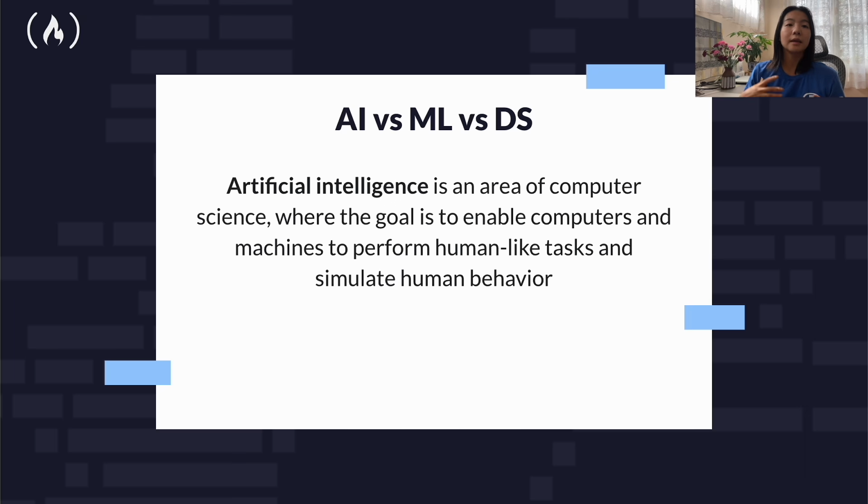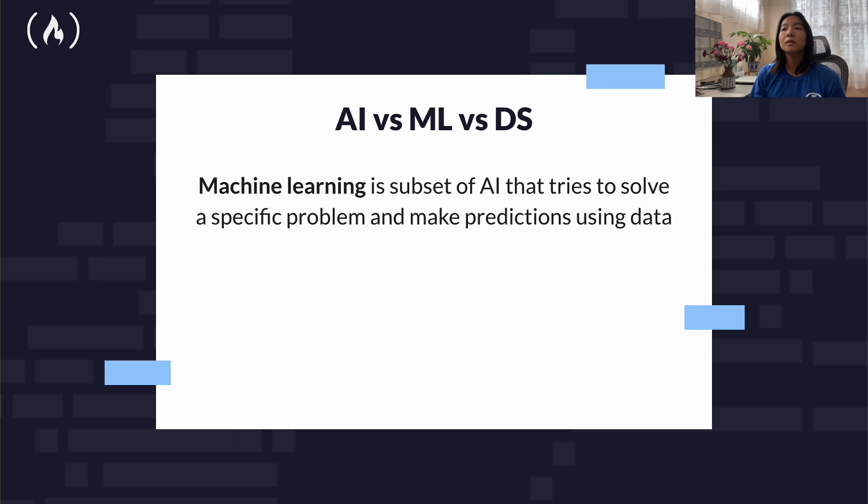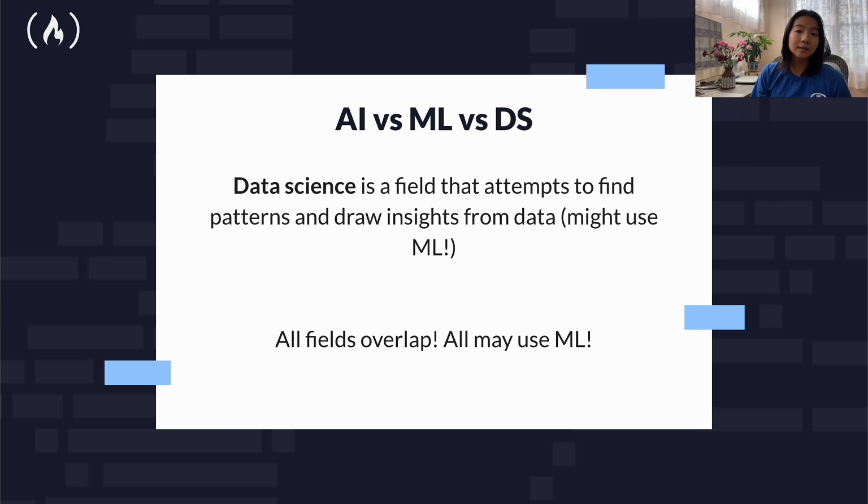So you might have heard of AI and ML and data science. What is the difference between all of these? So AI is artificial intelligence, and that's an area of computer science where the goal is to enable computers and machines to perform human-like tasks and simulate human behavior. Now, machine learning is a subset of AI that tries to solve one specific problem and make predictions using certain data. And data science is a field that attempts to find patterns and draw insights from data. And that might mean we're using machine learning. So all of these fields kind of overlap, and all of them might use machine learning.